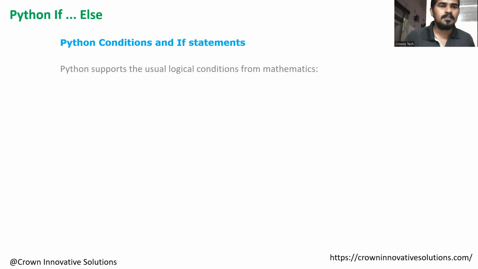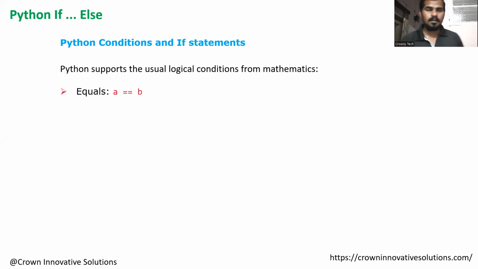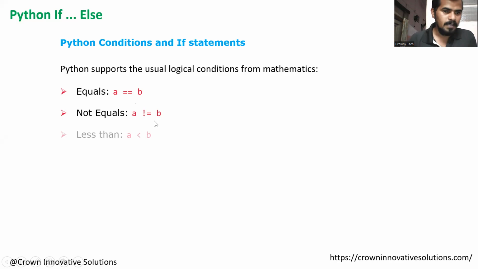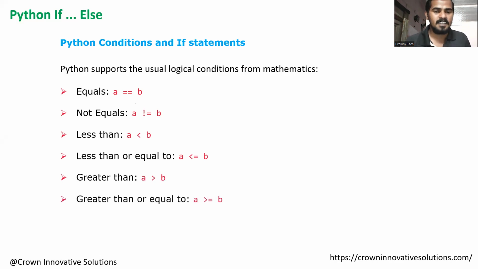Let's see some conditions. First one, we'll see the if condition. Python supports all the usual logical conditions from mathematics. For example, equals: in Python, for an if condition or elif condition, we use double equals. For example, A equals to B is written in Python using the double equal sign. And not equals to, this is how we use not equal, and less than, less than or equal to, greater than, greater than or equal to. These are all the logical conditions from mathematics that we'll use in Python.